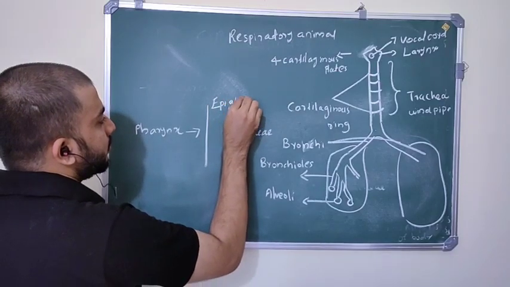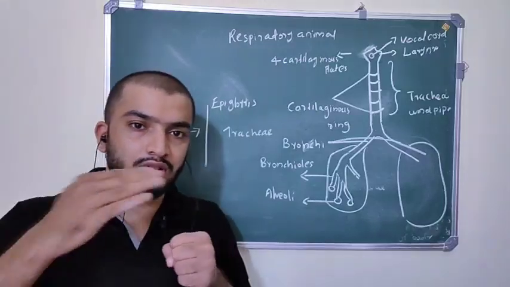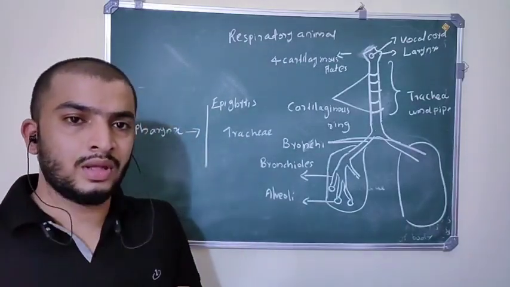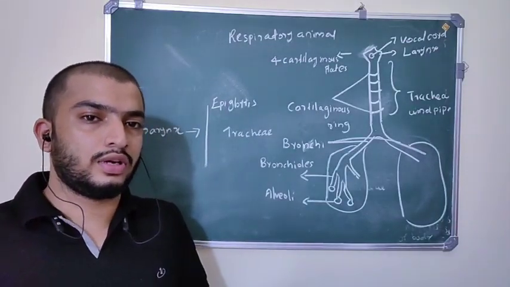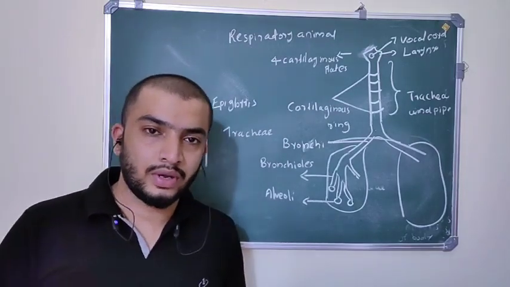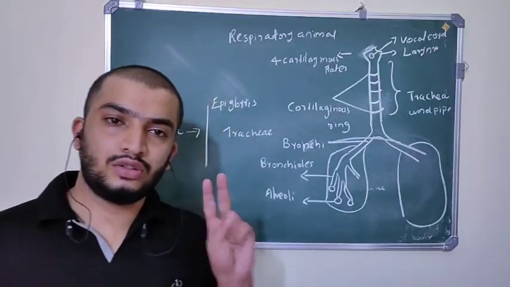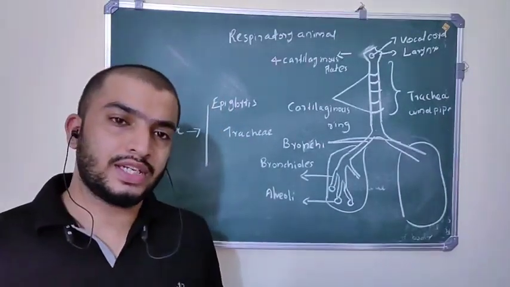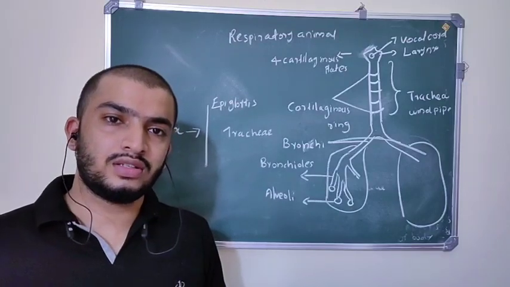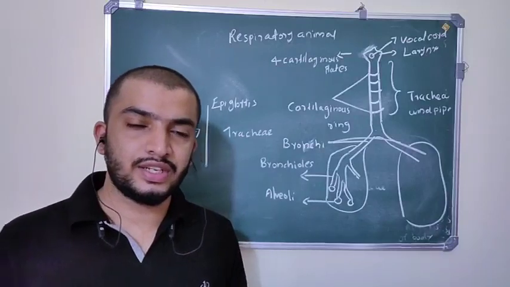Epiglottis. While we eat food, this epiglottis covers or closes the trachea, so food does not enter into our trachea. Okay, so these are about the respiratory system. Respiratory events are two. You already know inspiration and expiration. So gases like oxygen and carbon dioxide are exchanged by inspiration and expiration.